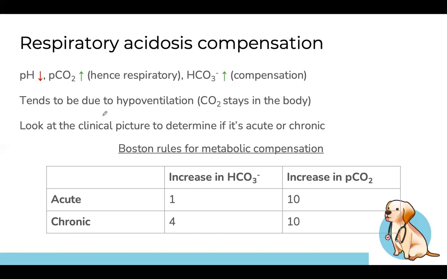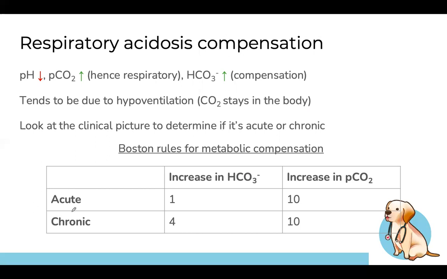With all of the respiratory issues, you need to look at the clinical picture to determine if it's acute or chronic. If this person's had this condition for ages, you can probably say it's chronic. If it's a very sudden onset, then it's more likely acute. Once you've determined whether it's acute or chronic, you can figure out if the body is compensating enough given the clinical setting.